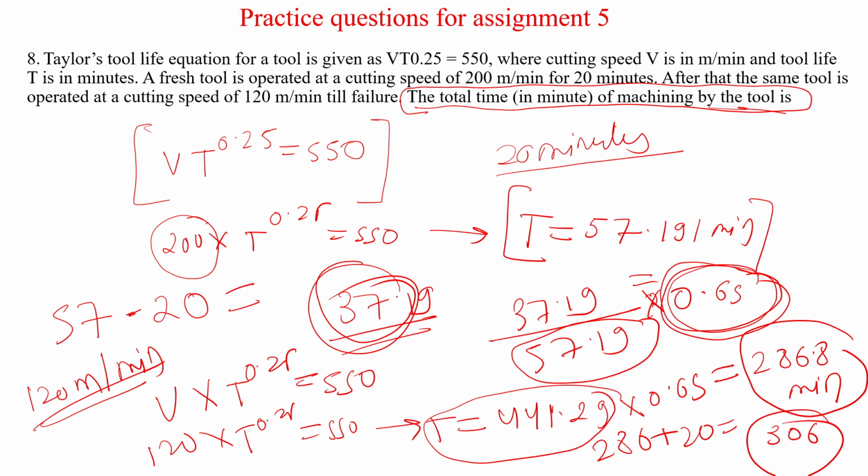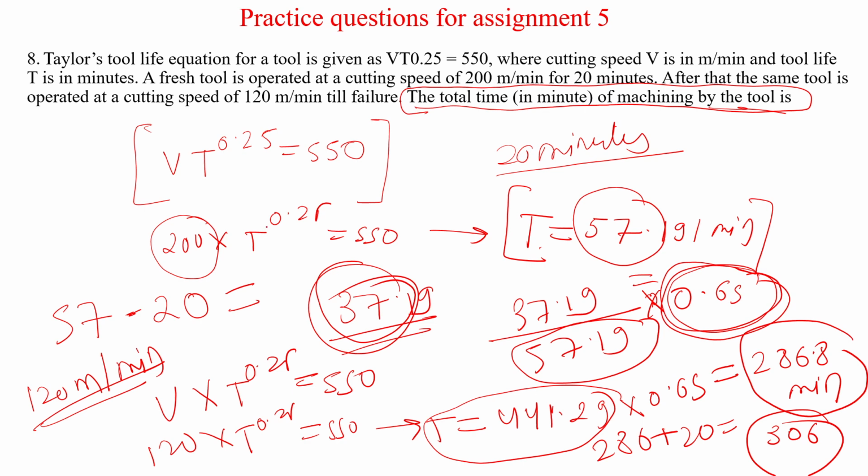See, it is asking the total time of machining. It is not asking the total tool life. It's asking total time of machining. So first you are using a fresh tool and using this 200 meter per minute, you are machining 20 minutes. So I am calculating for this 200 meter per minute what is the tool life. So tool life comes to be 57. Right? But out of this 57 minutes, 20 minutes have already been machined. So how much time is left? 37. So 37 divided by total time is this 0.65, the total fraction of time which is yet to be machined.